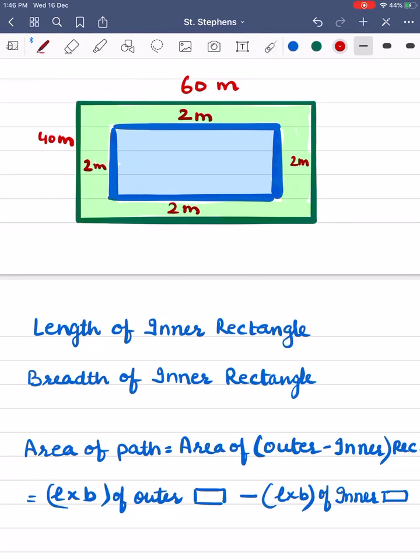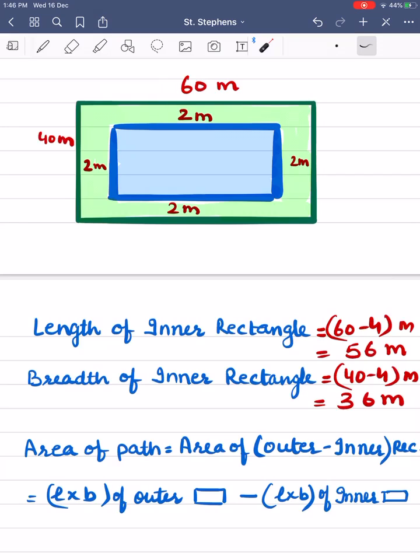So let's find out. Length of inner rectangle is 60 minus 4 meters. So it is 56 meter. Breadth of inner rectangle is equal to 40 minus 4 meter. So it is 36 meter. We know the area of path is equal to area of outer rectangle minus area of inner rectangle. And I hope you remember the formula to find out the area is length into breadth.